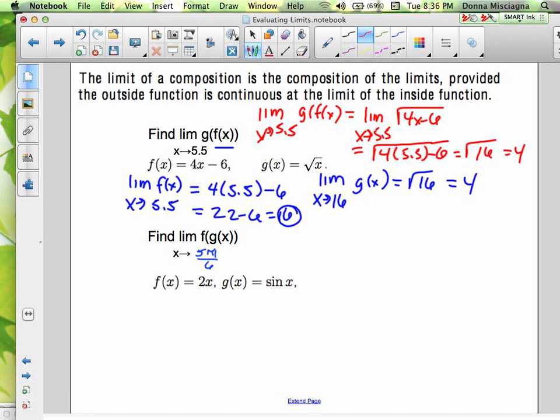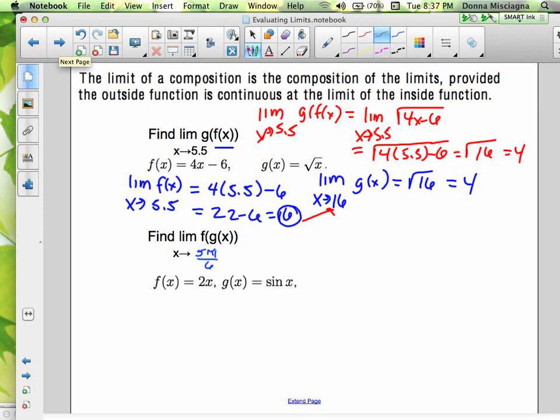So notice that the limit of the composite is the same as the limit of each of the different functions, but this here becomes the input for the outside function. So the limit of the inside becomes the input for the outside. All right, so when we don't have a function at all, you'll still be able to evaluate limits of composite functions. Here we have the limit of f of g of x as x approaches 5 pi over 6.